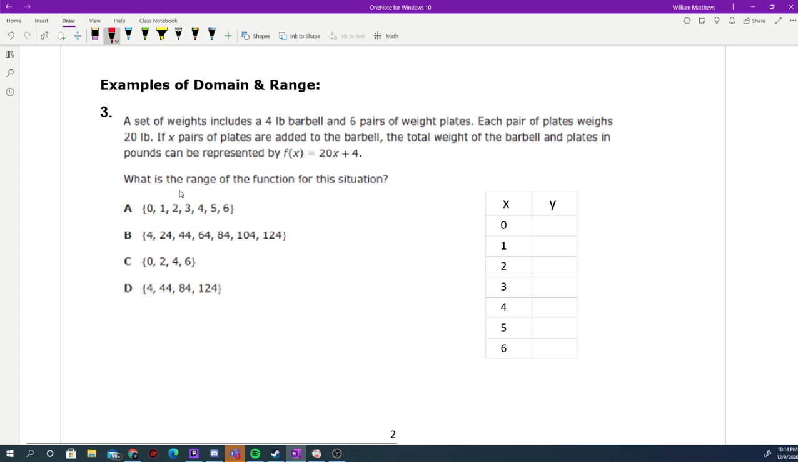Our question is asking, what is the range of the function of this situation? Now, range for us is our y value. So we are looking for what we get out of this expression when we have each set of weights added to it, and then when there is no weights added to it. So we can create a table and then solve this equation, or plug this into the calculator where it would already give us the equation or the table.